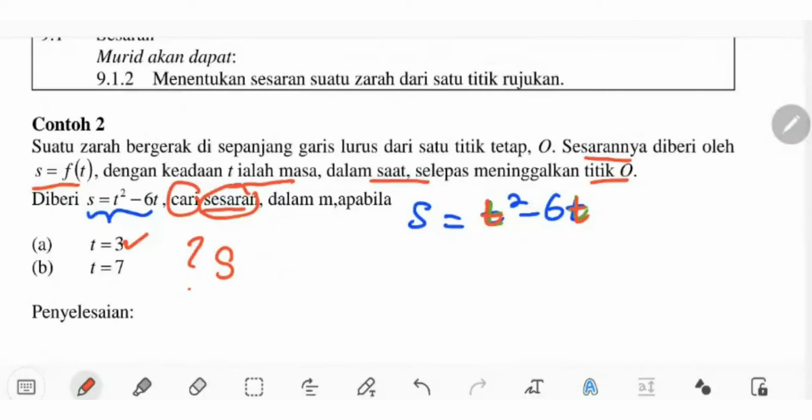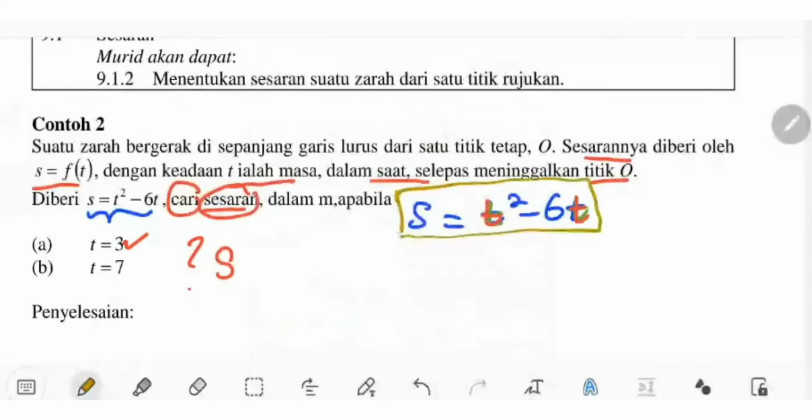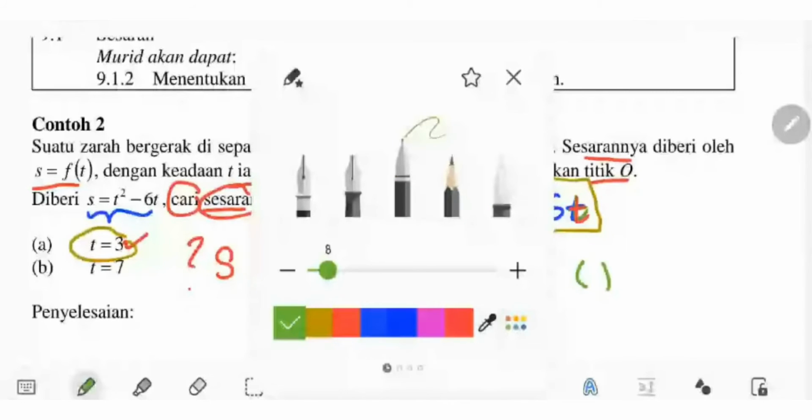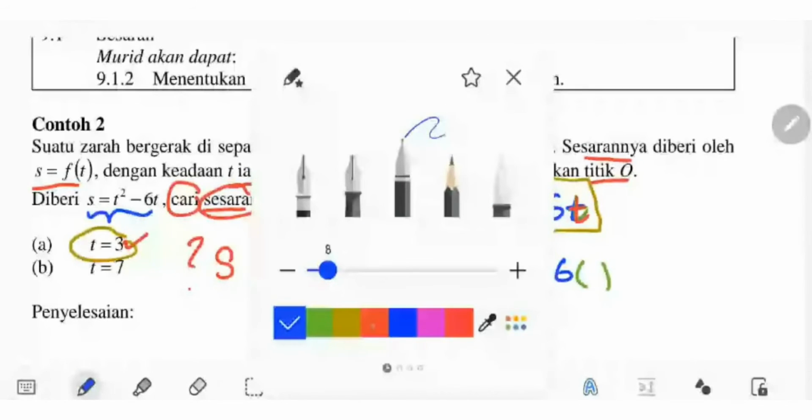And then dia suruh cari displacement. So tanya diri you, do you have displacement function? Yes, teacher. Given. This one, teacher. Then you just use this function. The first question, they ask you to find displacement when t is 3. So meaning you want to find S3. The t right now is 3. Sebab I malas nak tukar kali-kali, okay, I tulis macam ni lah. Masuk je t, S3.